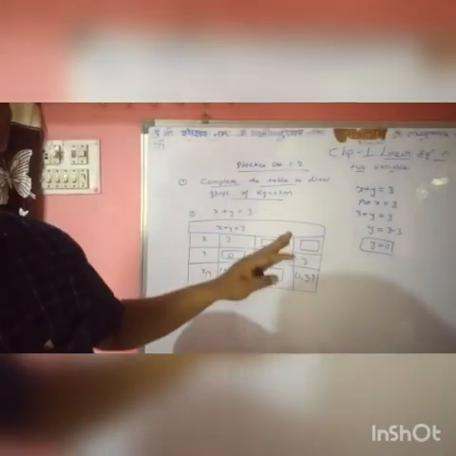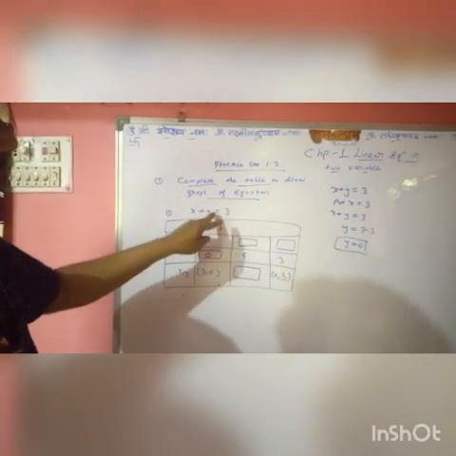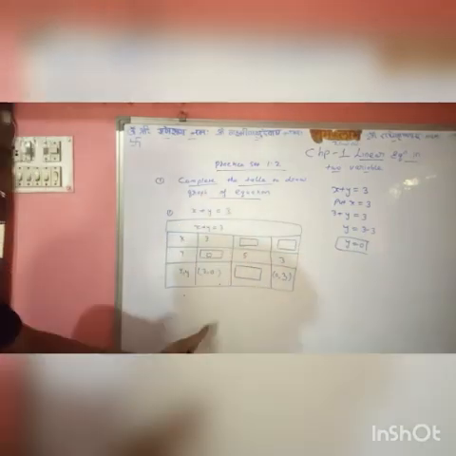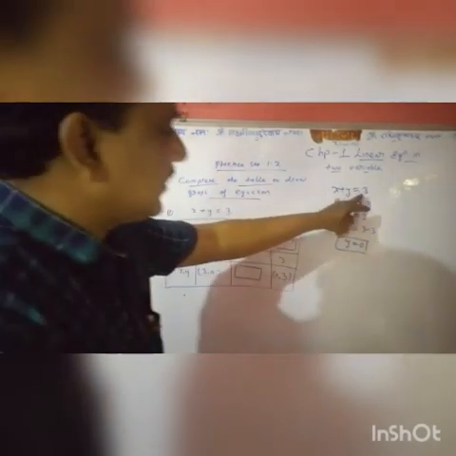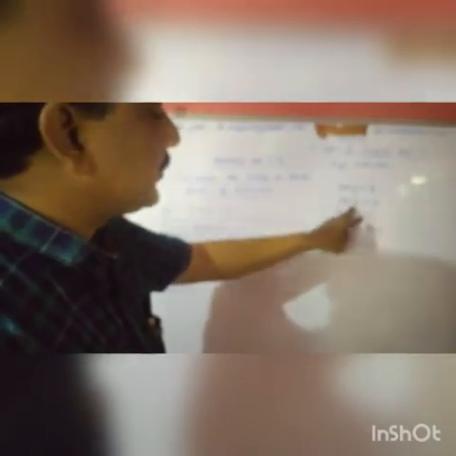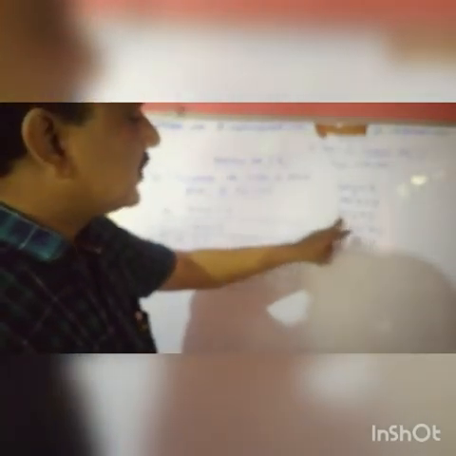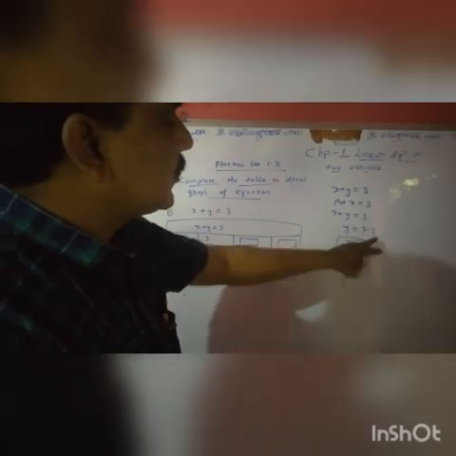x plus y is equal to 3. It means this is the given equation. See the vertical column. Vertical x is equal to 3. Put this value in the equation x plus y is equal to 3. Put x is equal to 3. 3 plus y is equal to 3. y is equal to 3 minus 3. y is equal to 0.